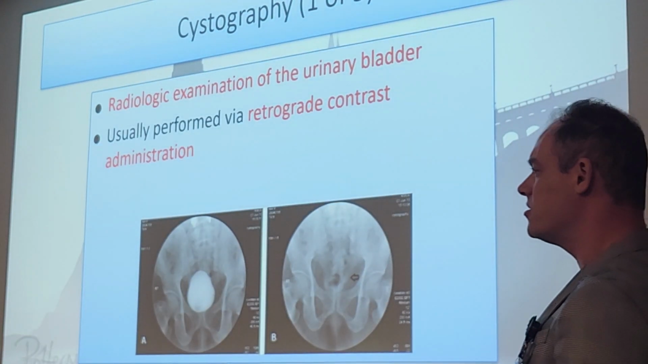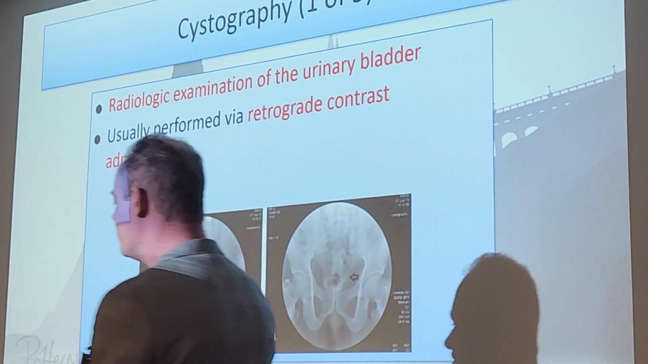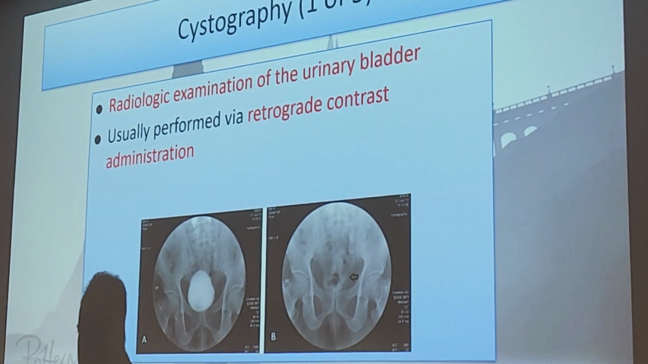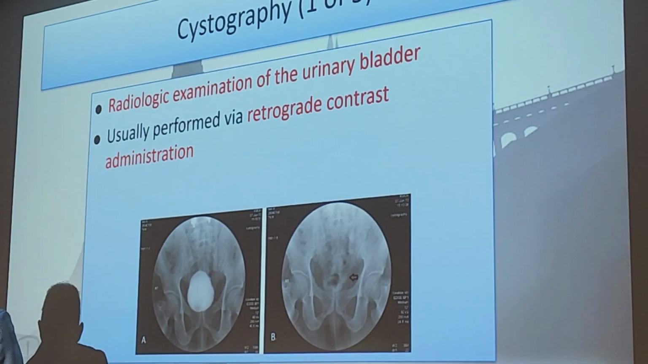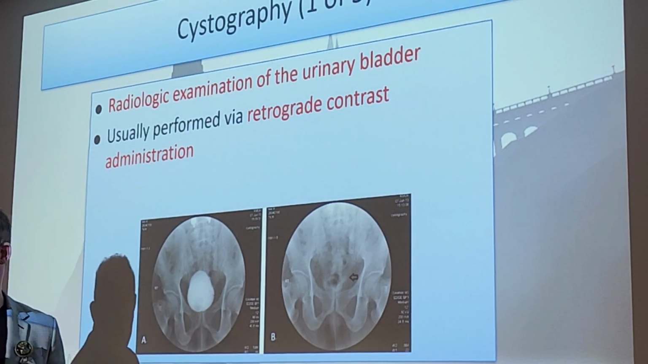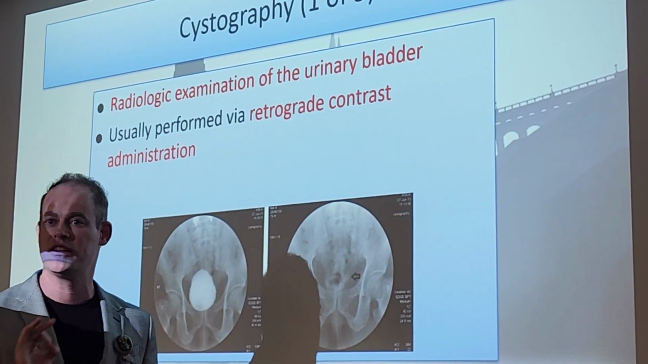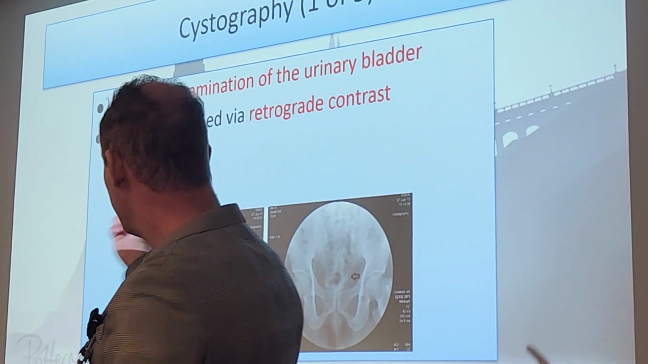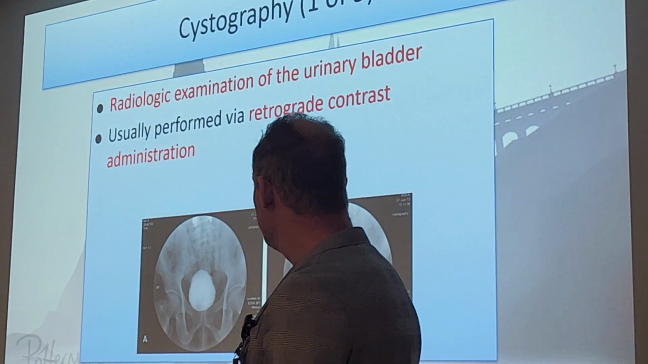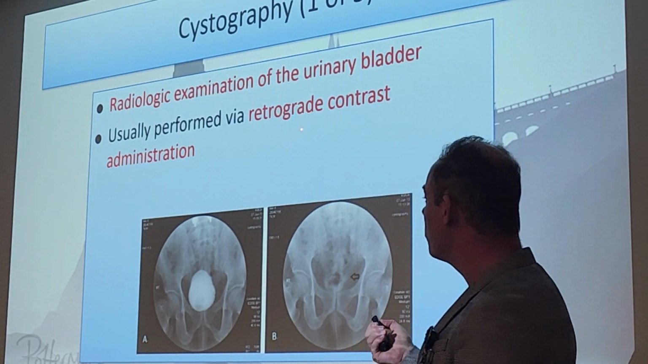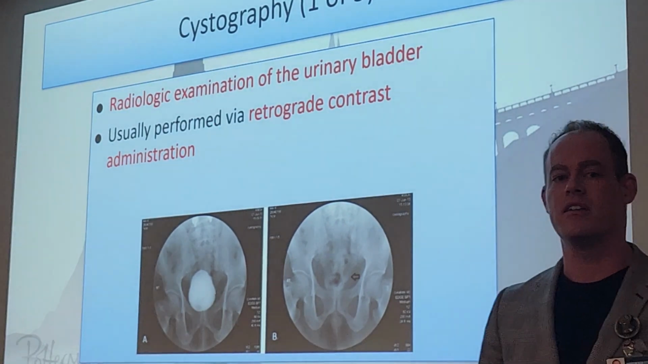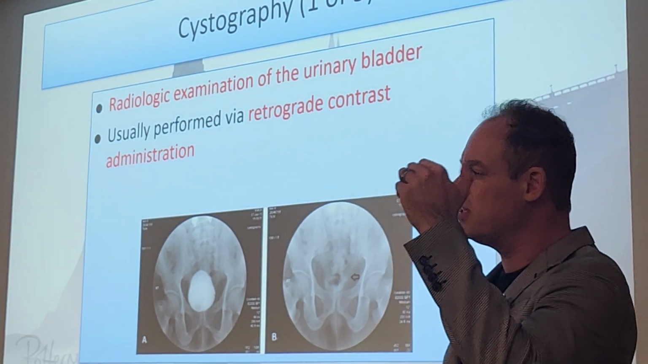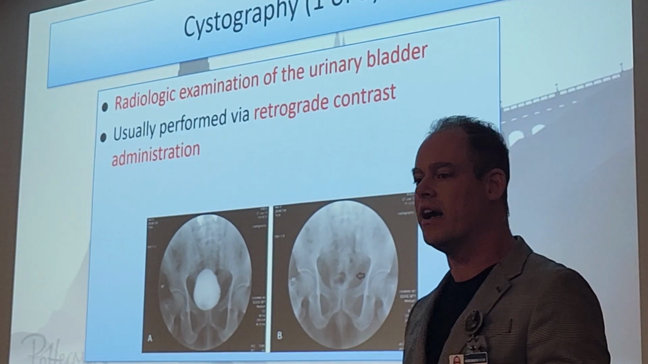All right, let's talk about cystograms. What's a cystogram, guys? What's cysto mean? Not kidneys, the bladder. We're moving off the kidneys now. Keyword cysto means bladder. Cystography, so image of the bladder. Radiographic examination of the urinary bladder, usually performed by retrograde contrast administration. So we're going to insert a catheter into our patients and manually inject contrast.